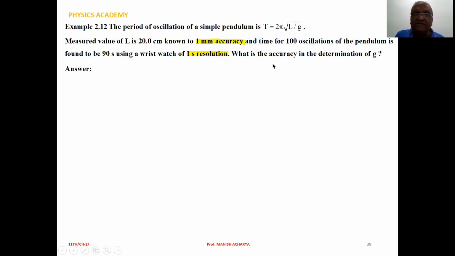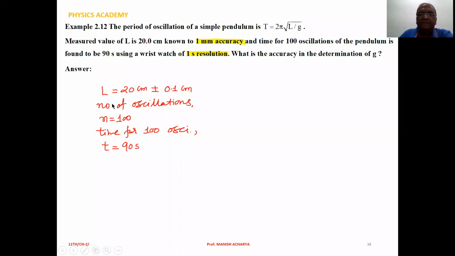Similarly, when we say the time is measured with a wristwatch of 1 second resolution, it implies that the least count of the wristwatch is 1 second. So again here we can say the possible error in the measurement is 1 second. So when these words are used, then you can consider these measurements as the absolute error appearing in your measurement. Clear to all of you?